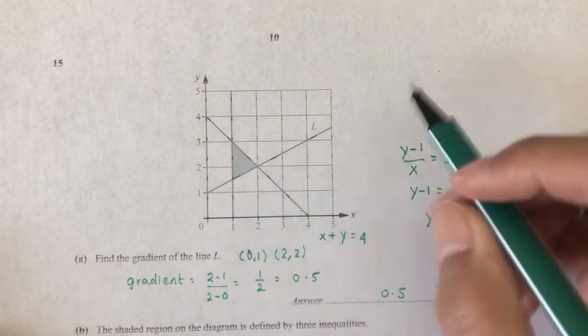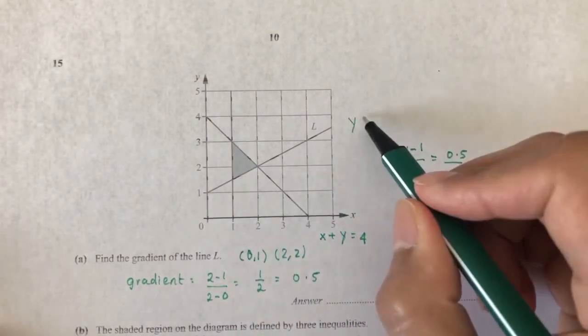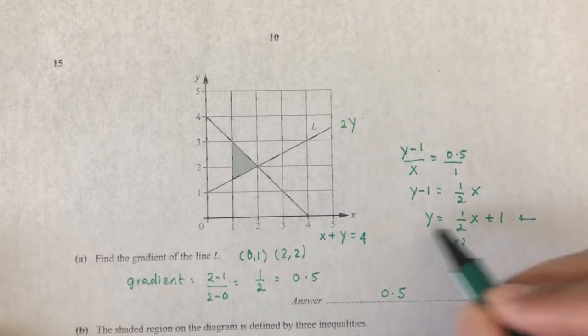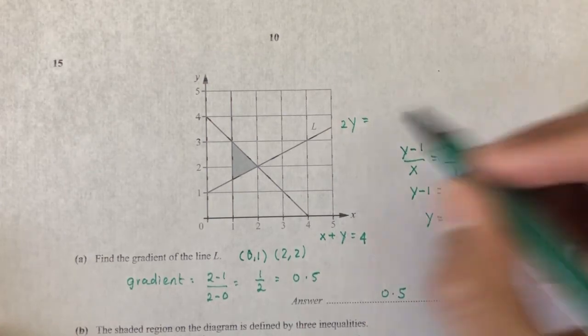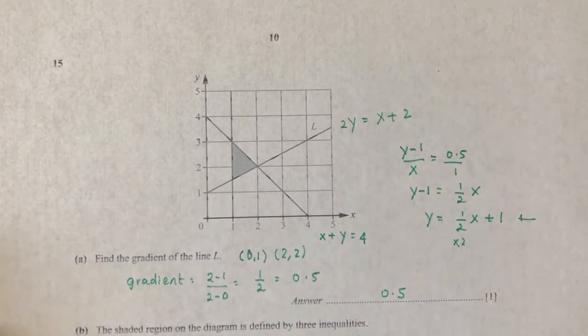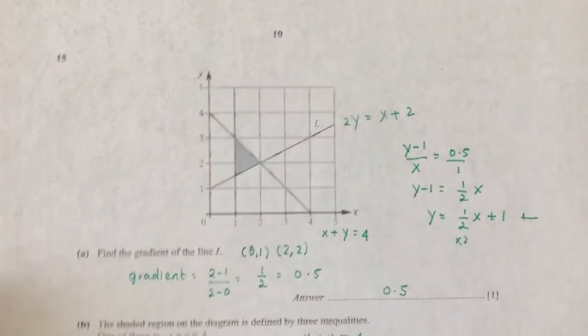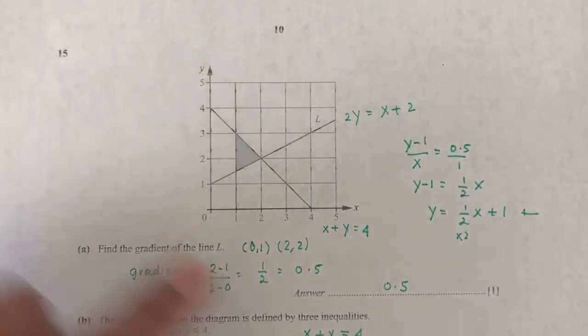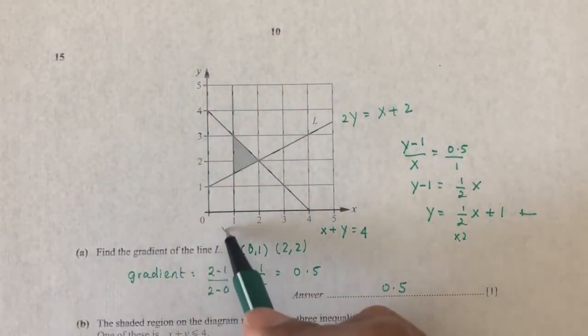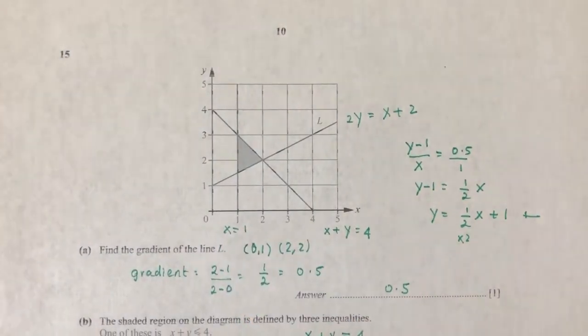So the line has equation y... multiplying by 2 everywhere, we get 2y equal to x plus 2. Okay, that is the equation of this line. And then what is the other line? I can see that it is this line, which is x equal to 1.